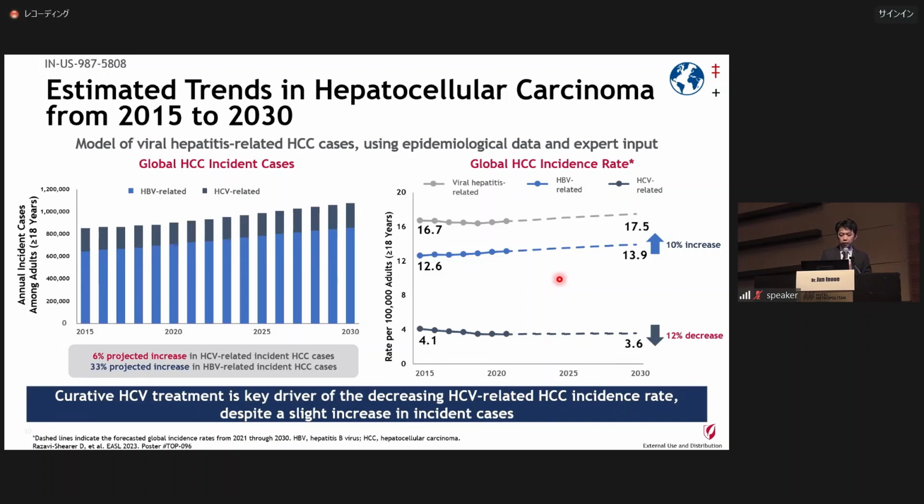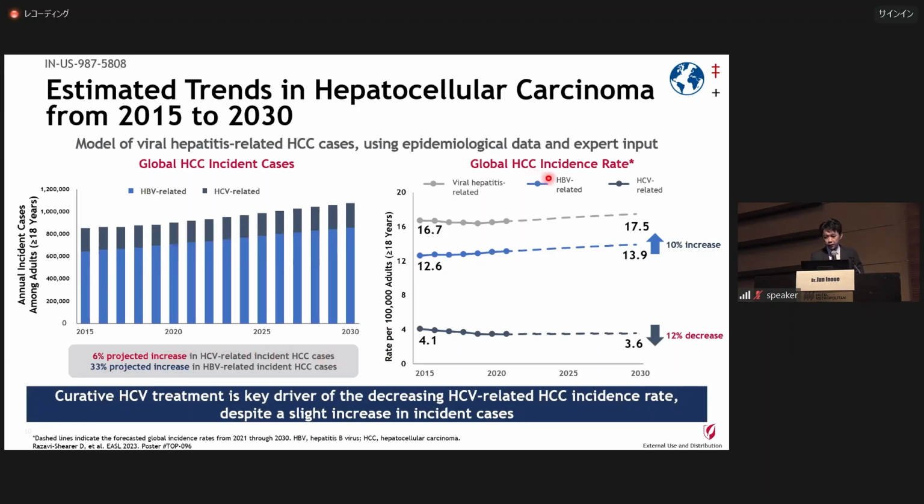As you know, HBV and HCV are causes of HCC, and this graph shows the increasing number of patients who developed HCC from 2020 to 2030. So HCV-related incident HCC cases were increased by 6%, and HBV-related incident HCC cases were increased by 33%.